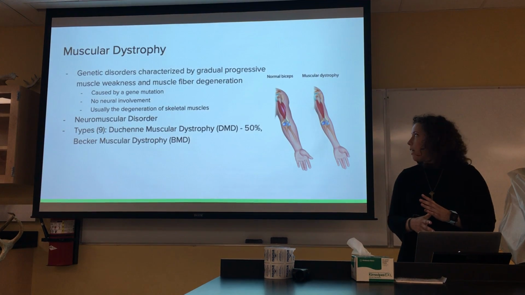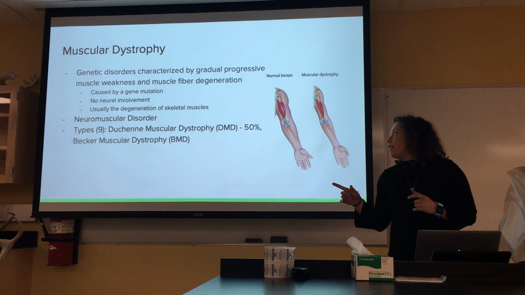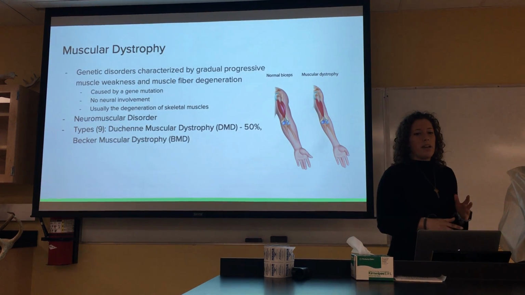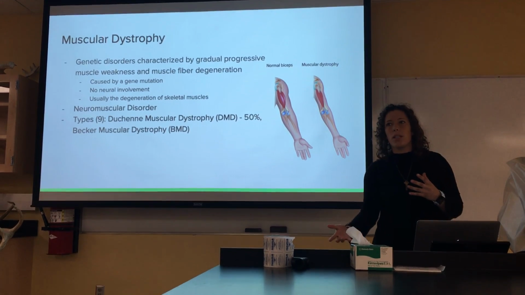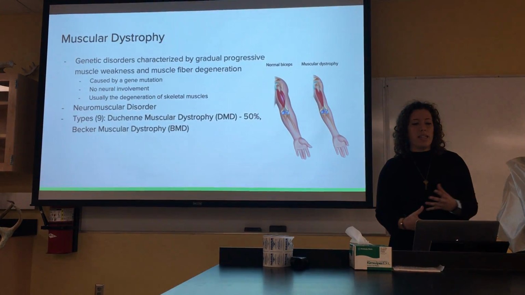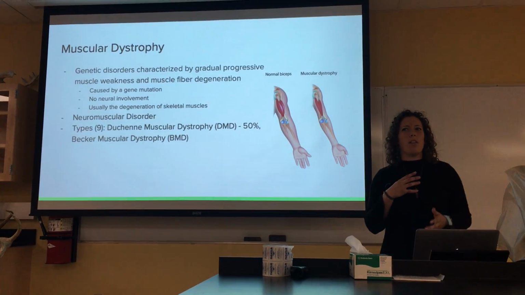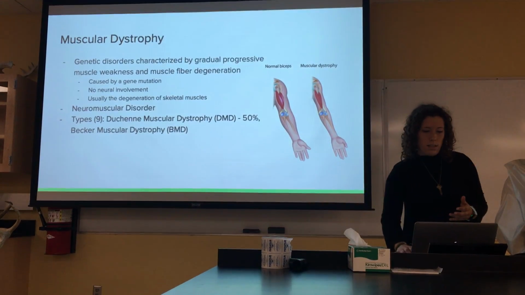And there are 9 types of muscular dystrophy, and the most common is Duchenne dystrophy, which accounts for 50% of cases. If you know anybody with muscular dystrophy, especially children, it's likely that they have Duchenne. And then Becker muscular dystrophy is the second type, and that accounts for about 30% of cases.